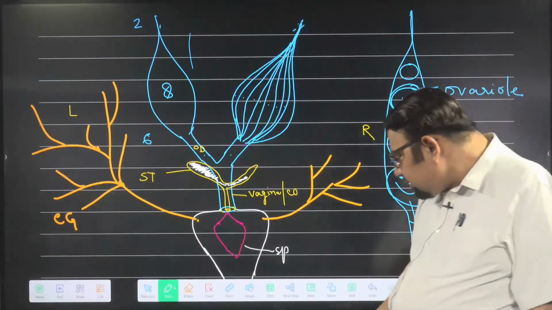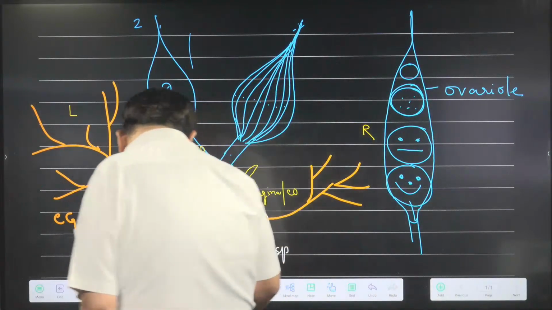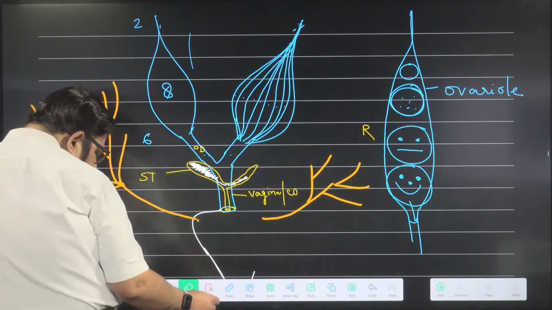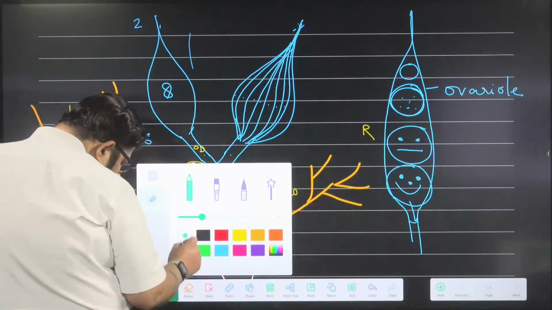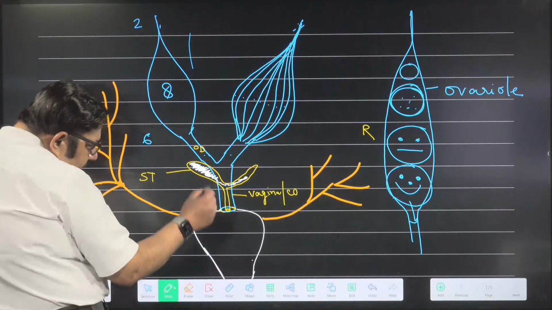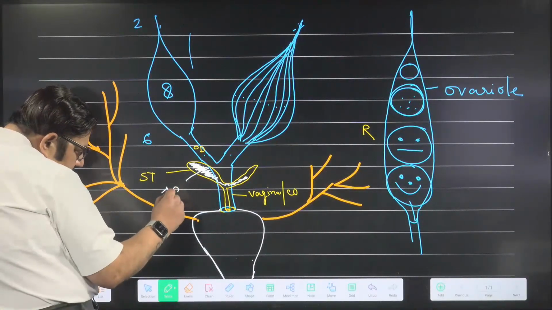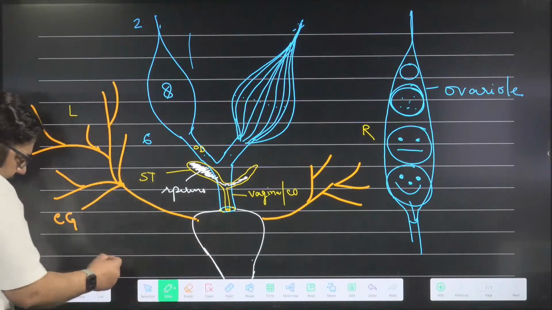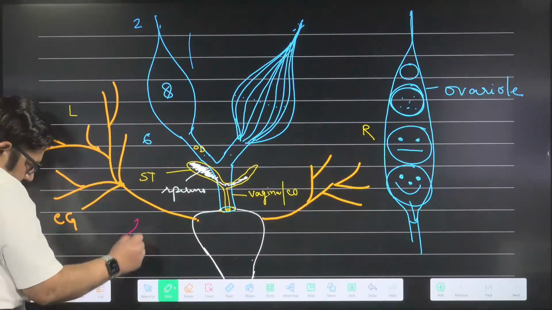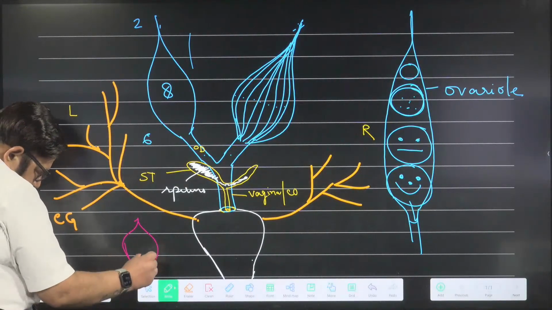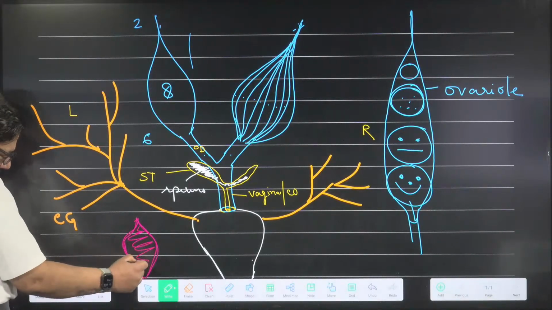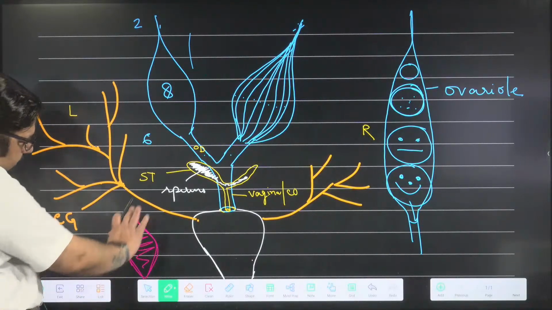After copulation, the situation looks like this. This is the brood pouch, and here sperms are filled. And by the side of the body somewhere, what do you find? An empty spermatophore. It is lying somewhere outside. So this is the situation.